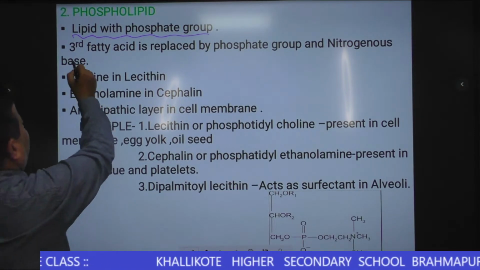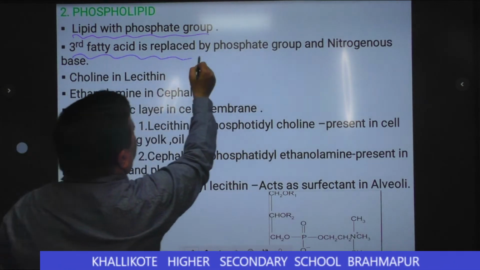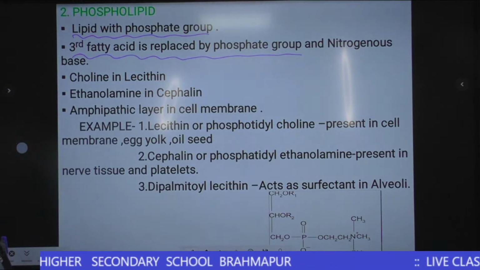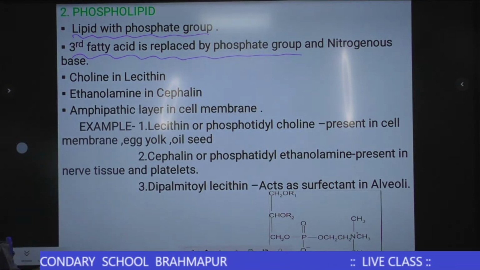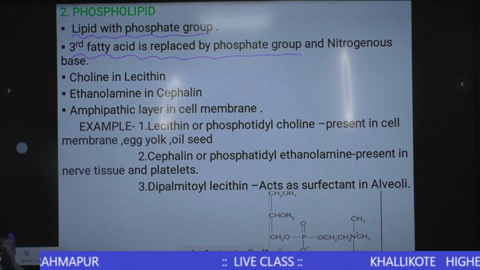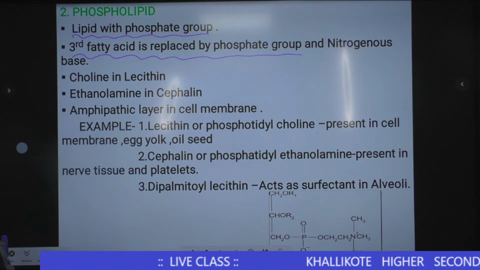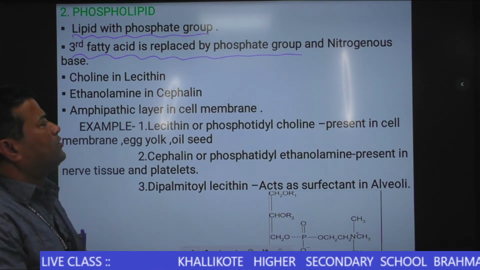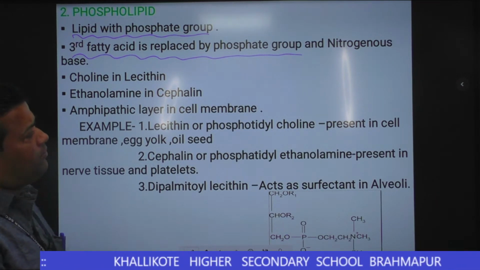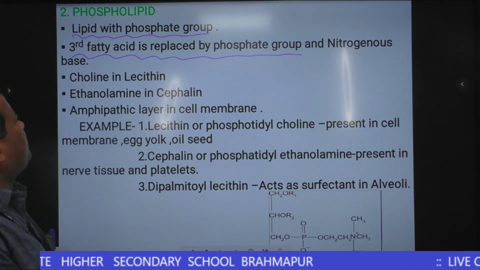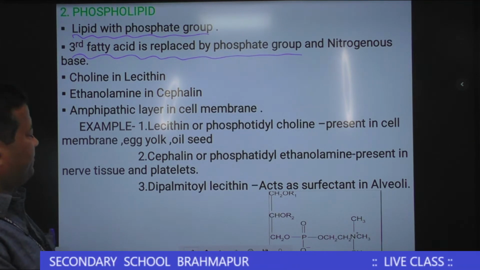Here the third fatty acid is replaced by a phosphate group and nitrogenous bases. The first and second fatty acids remain attached with the glycerol, but the third fatty acid is replaced by the phosphoric acid or phosphate group and other nitrogenous bases, that results in the formation of phospholipid.